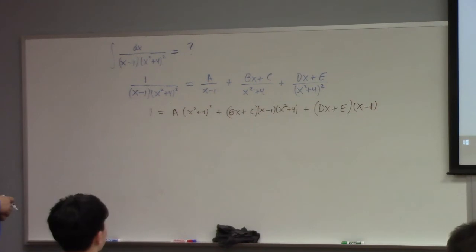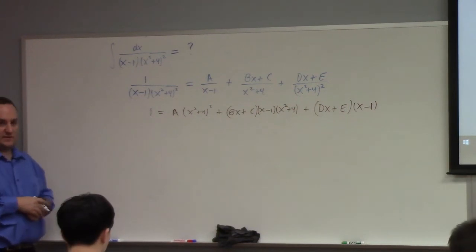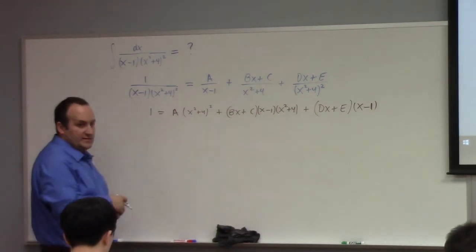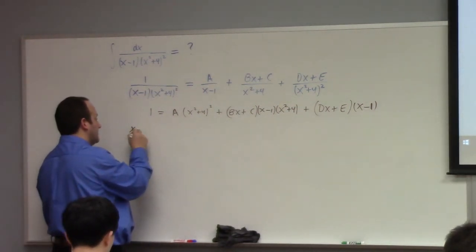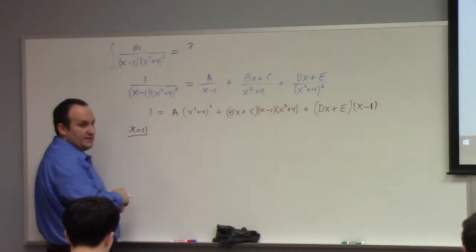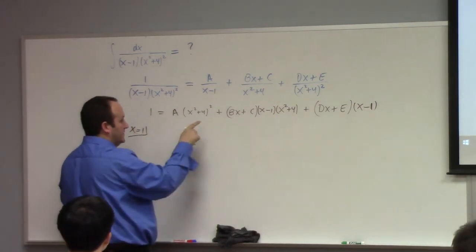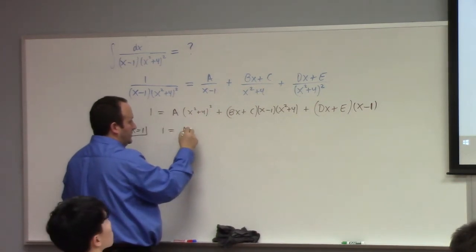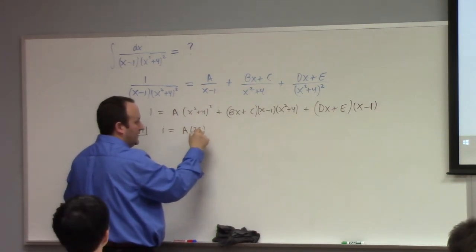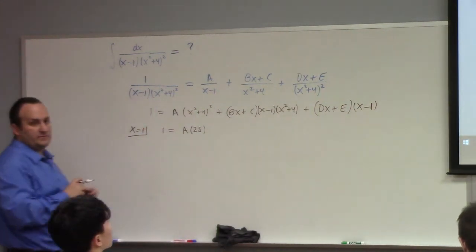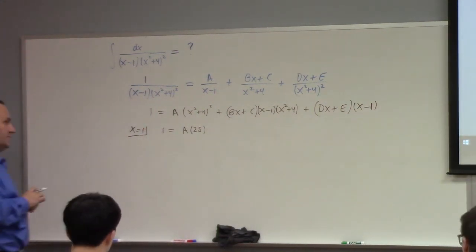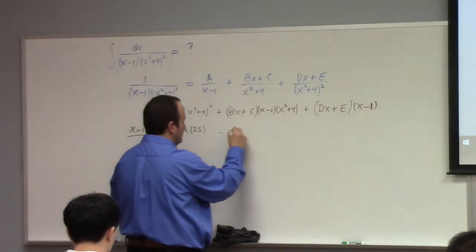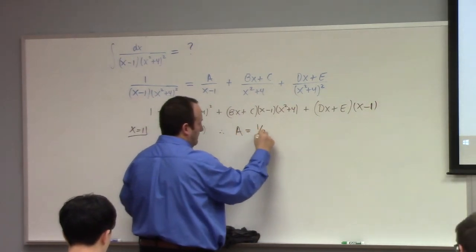And we need to figure out what A, B, C, D, and E are. So one very nice thing to do is to just put x equal to 1. Putting x equal to 1 is nice because then we just get 1 equals A times 25. These other two terms are 0 when we plug in 1, right? So therefore, A is 1/25.